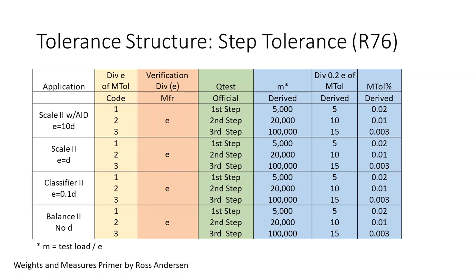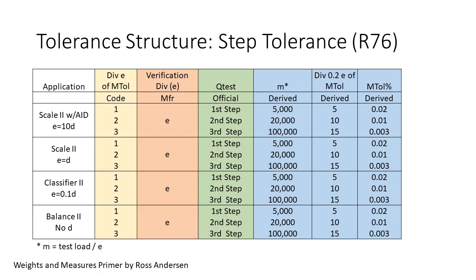This table shows step tolerances for R76 Class 2. The examples correspond to the four kinds of instruments in the first column: those with an auxiliary indicating device where E is greater than D, those without it where E equals D, weight classifiers where E is usually less than D, and balances that have no D. The maintenance tolerance is specified in steps of 1, 2, or 3 E in the code. The value of the verification scale division E, the step, is specified by the manufacturer in orange. The official chooses the test quantity in green.